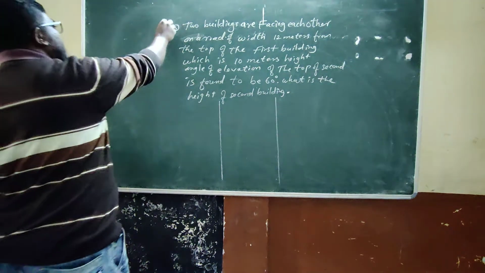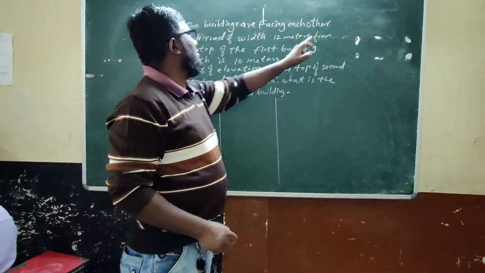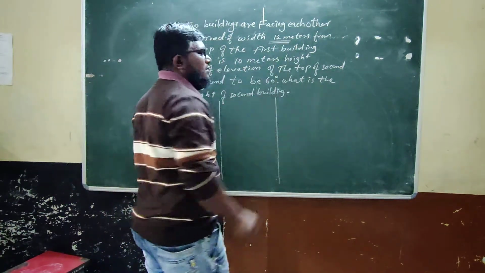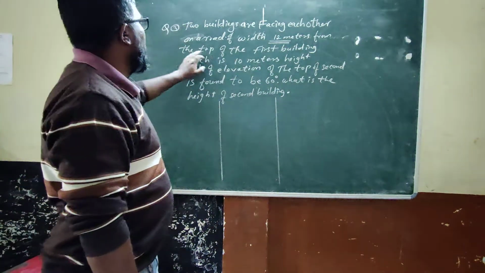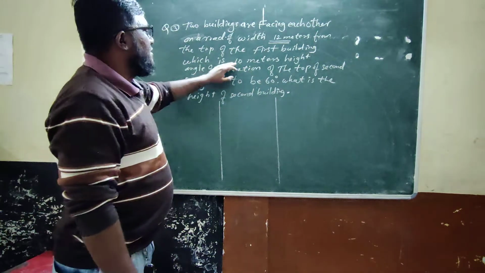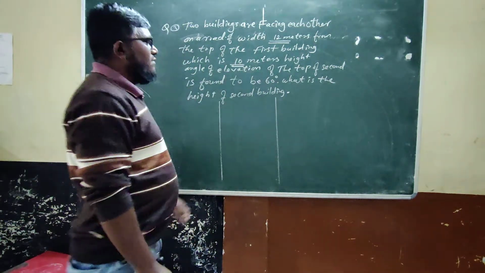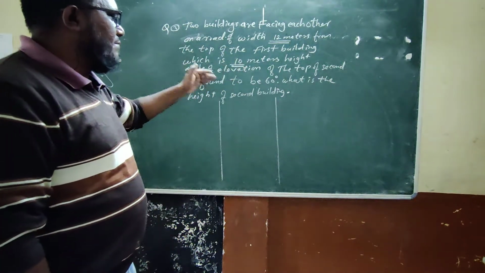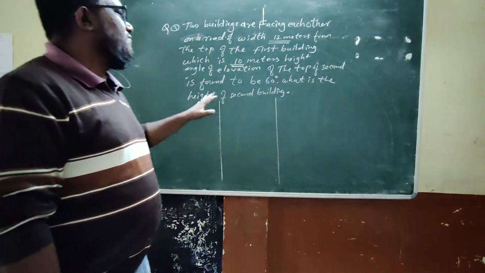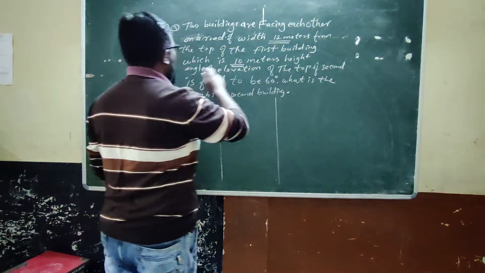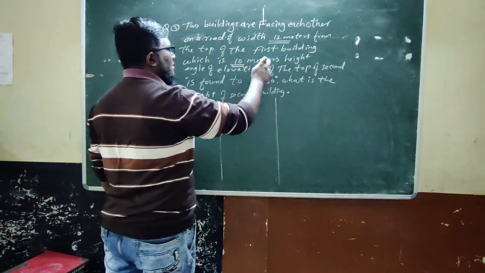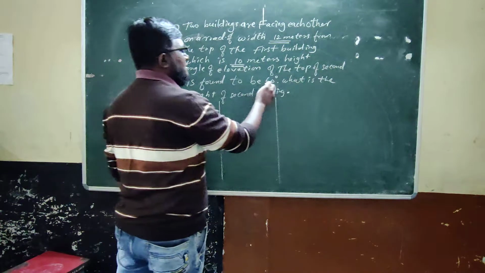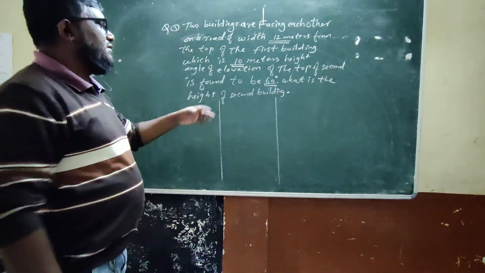Now question number 3 is like this. Two buildings are facing each other on a road of width 12 meters. That means what? Width of the road is 12 meters. From the top of the first building, which is 10 meters in height, we have to understand the question which is given in word format. We have to prepare the diagram, and according to that diagram we have to find the required things. The angle of elevation of the top of the second building is found to be 60 degrees. What is the height of the second building?